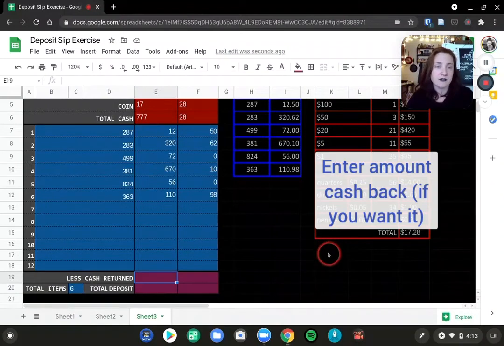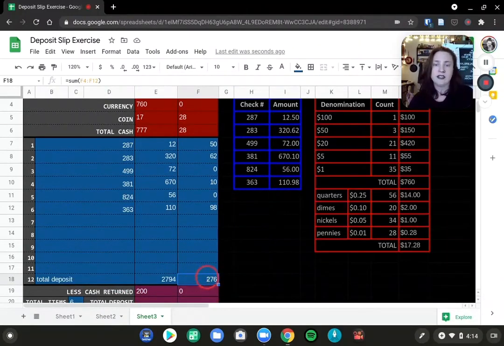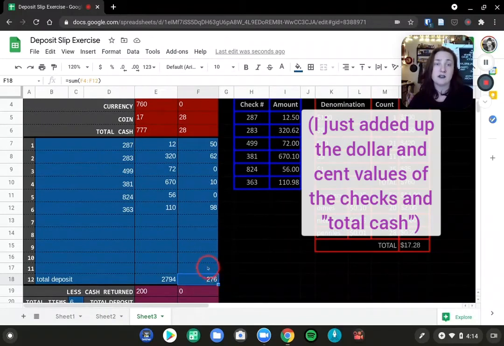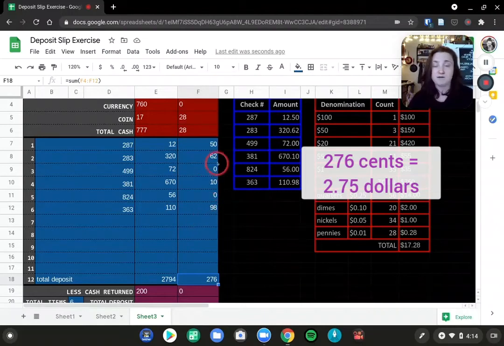If I decide that my cash register at the clinic doesn't have enough 10s and I want to bring back a stack of 10s, and I think they come in stacks of 20, I would say I want to bring back $200 to the clinic. So this amount is going to be subtracted. I'm actually just going to write something here so we have a visualization. We have 276 cents from all of our cash and checks. So that means we have $1.76.